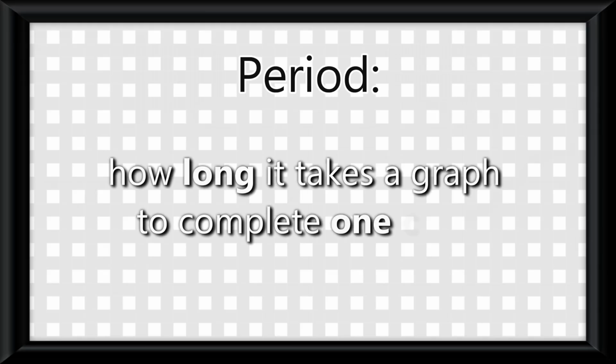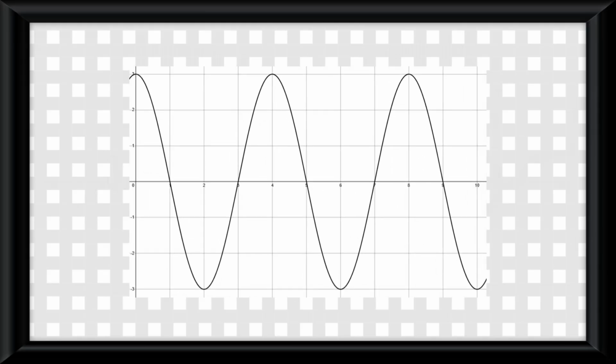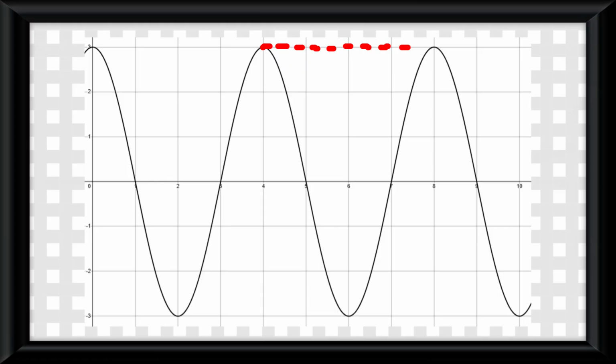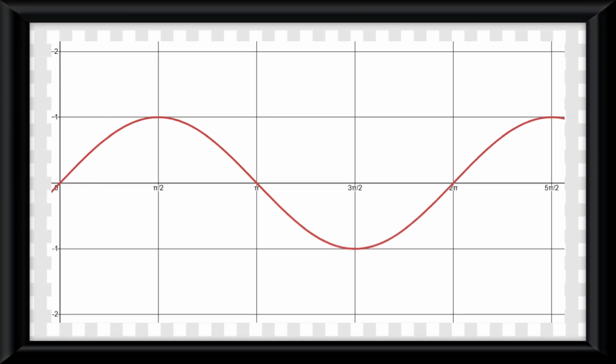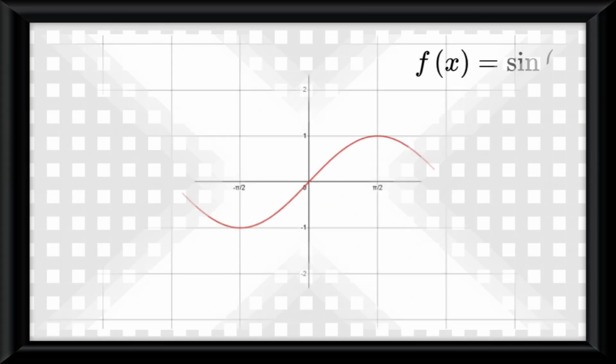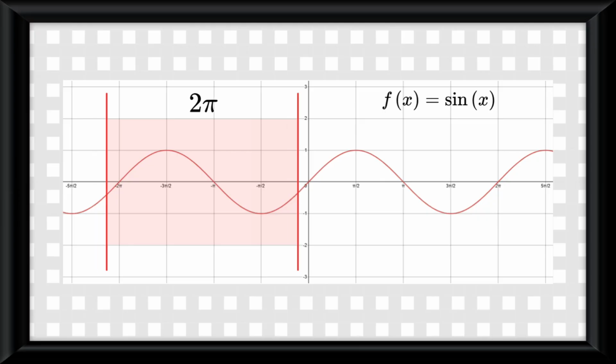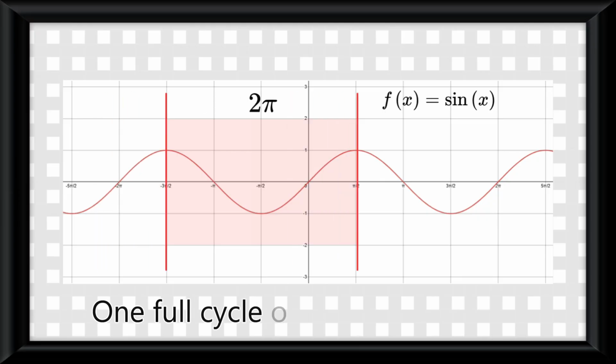A period is how long it takes a graph to complete one cycle. The way to calculate this on a graph is to find the horizontal distance between two maximum points next to one another, or calculate the horizontal distance between two minimum points next to each other. So for example, on the standard sine graph, the period would be 2 pi. This is because in the length of 2 pi, no matter where you look on the graph, it is completing one full cycle of its pattern.